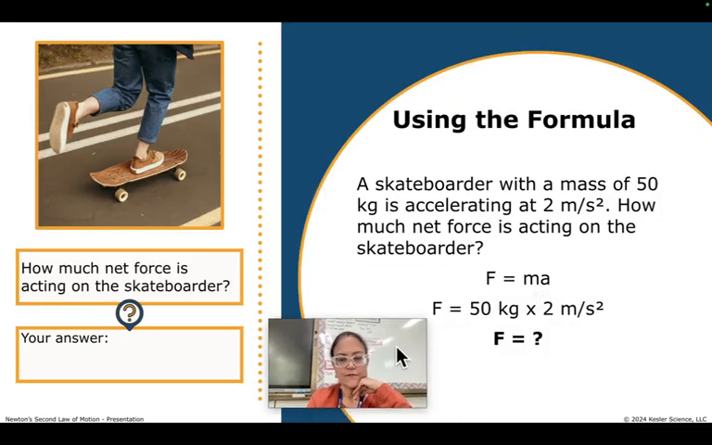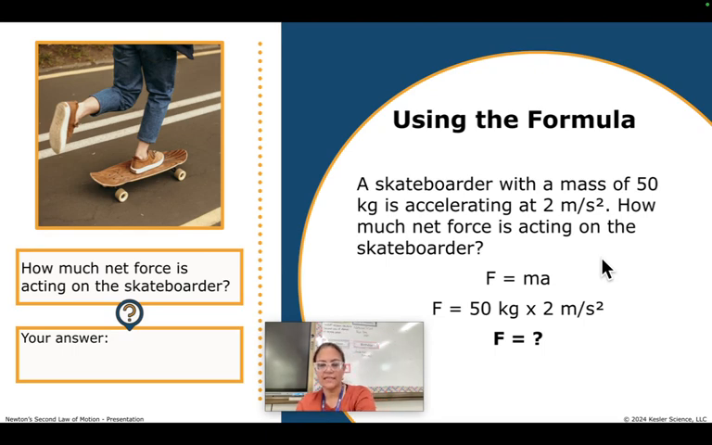Okay, so using the formula, a skateboarder with a mass of 50 kilograms is accelerating at 2 meters per second squared. How much net force is acting on the skateboarder? So here we have our formula, F equals ma. We know that the mass is 50 kilograms, and our acceleration is 2 meters per second squared. So what is our force going to be? Remember, our unit for force is always newtons, so we're going to multiply. So 50 times 2, tell me you know that. It's 100. So our force is 100, and our unit for force is always newtons. So our force for this skateboarder is 100 newtons.